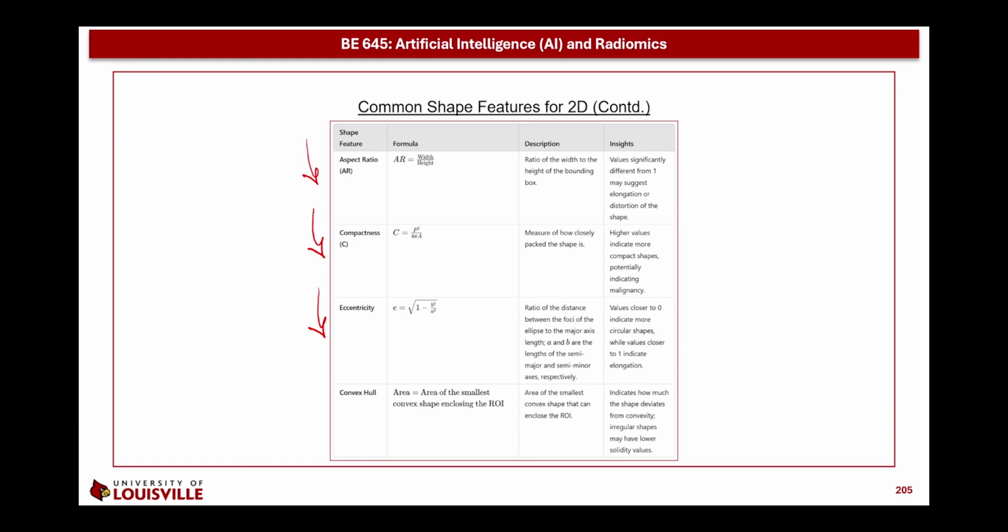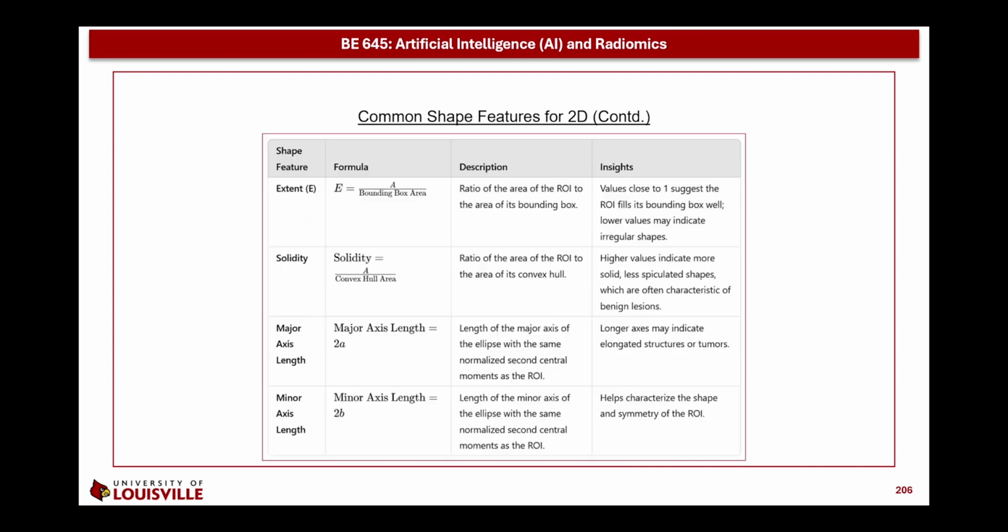Eccentricity, this is a measure of indicating if the shape is circle-like or indicates some sort of elongation. So the value of eccentricity will be between 0 and 1. Values closer to 0 will indicate more circular shapes, while values closer to 1 will indicate elongation. Convex hull, and this is the area of the smallest convex shape that can include the ROI. Extent, this is the ratio of the area of the ROI to the area of its surrounding bounding box.